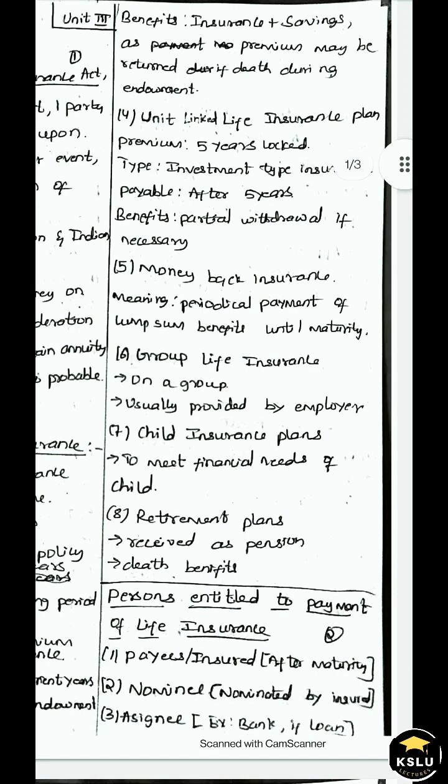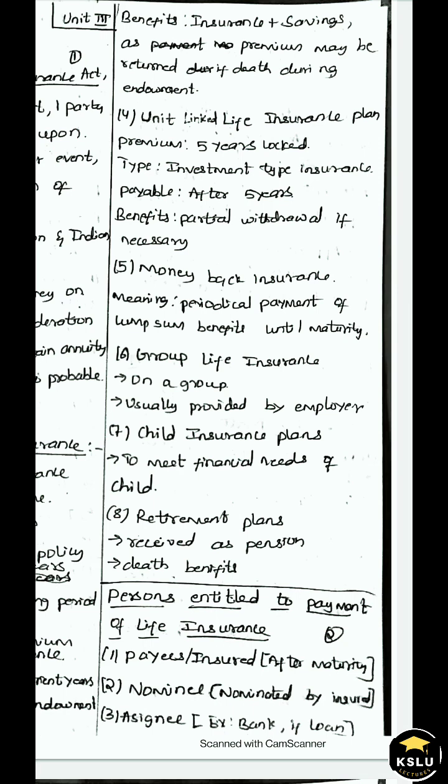The next is unit linked life insurance plan. The premium here is a 5 years locked policy. So this insurance policy is specified for 5 years only. It is a 5 years locked policy. So it is more of an investment type of policy. So you will have to pay premium for entire 5 years, and the claim will be payable only after 5 years.